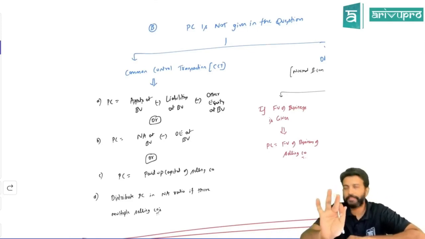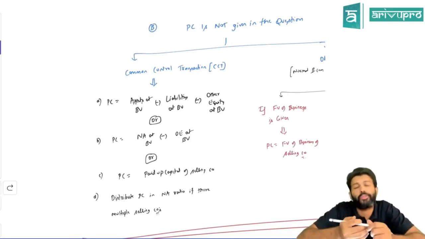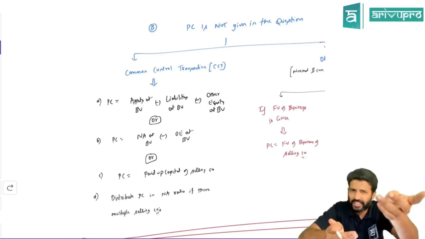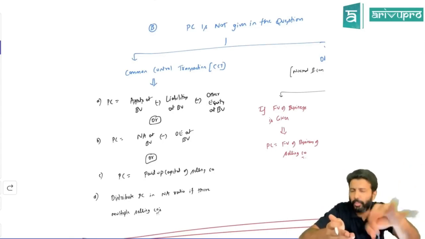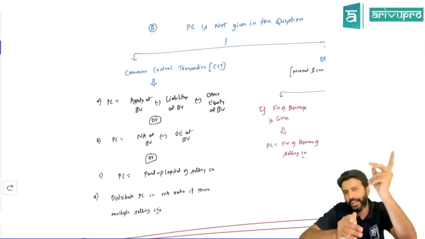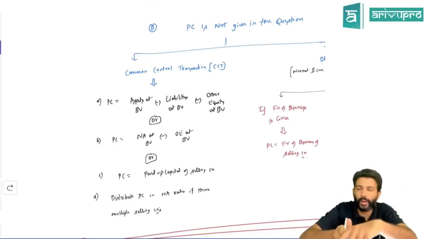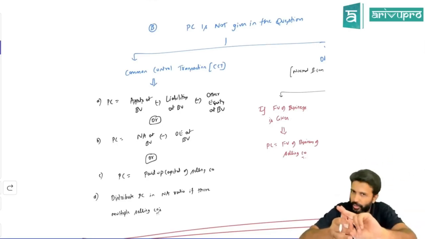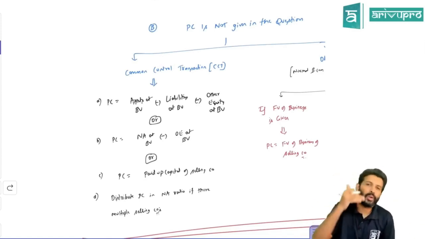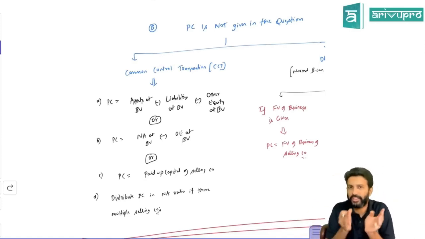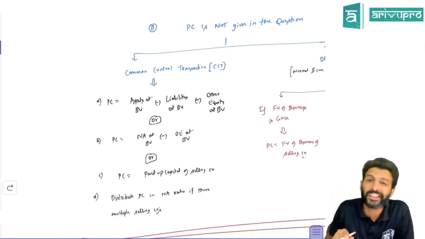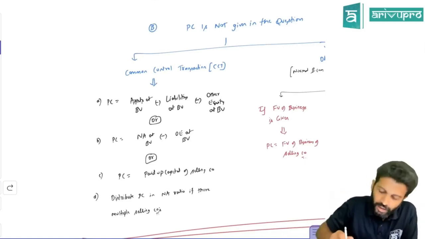So what did we learn over here? If PC is not given for a common control transaction, what to do? Indirectly, what is it? Take assets at book value of the selling company minus liability at book value minus other equity. Or another way to reconstruct the equation is PC is equal to net asset of the selling company at book value minus other equity at book value. Or indirectly, PC is equal to paid up capital. So if more than one selling company is there, find out total PC, and total PC will be distributed to all the selling companies in their respective net asset ratio.